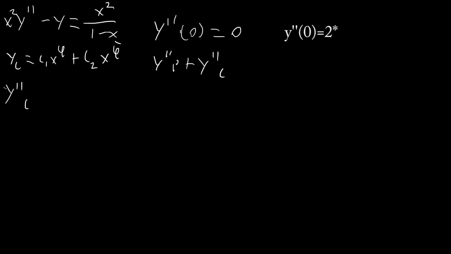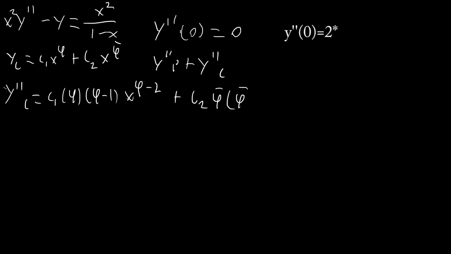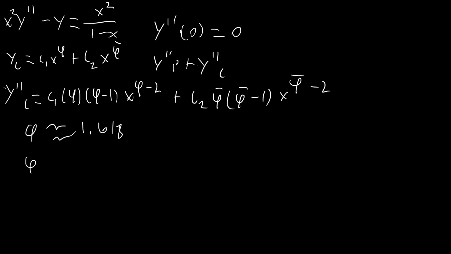So y double prime of c is pretty easy to calculate. It's just c1 times phi times phi minus 1 times x to the phi minus 2, plus c2 times phi bar times phi bar minus 1 times x to the phi bar minus 2. Now the interesting part is phi is approximately equal to 1.618, and phi bar is less than 0, I believe. It's a negative number. Yes, it's a negative number.